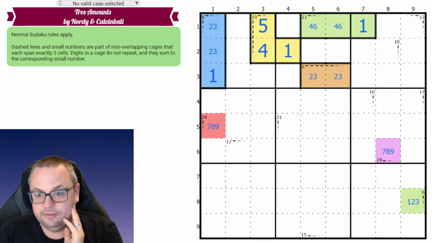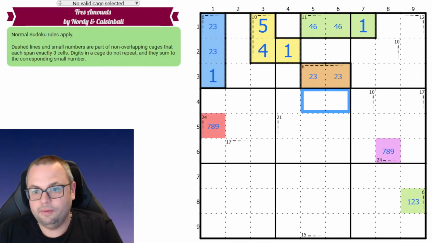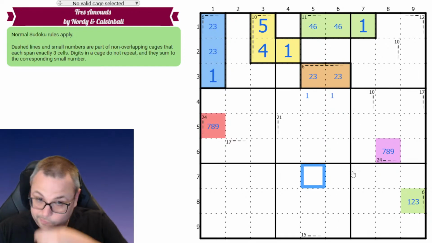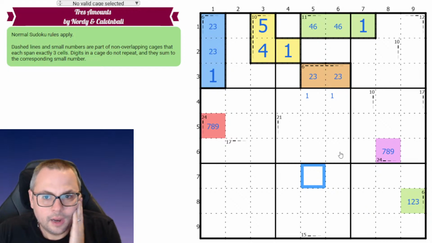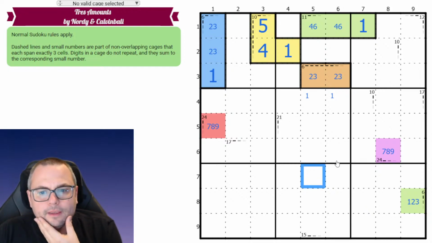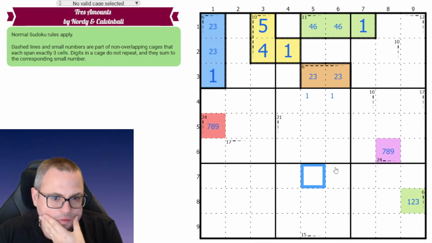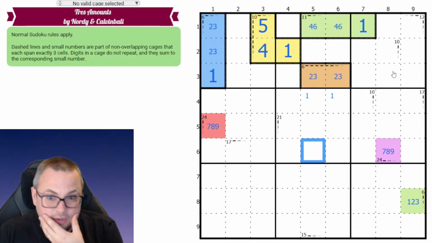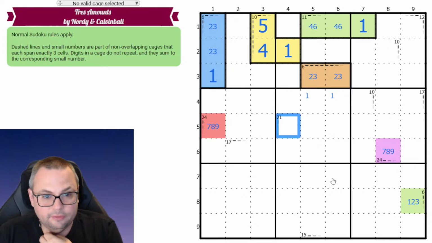Okay, so now this is definitely not going in the orange cage. So now one of these is the one going in the orange 6 cage. Let's see. Okay, so now there's a 4 over here somewhere, I suppose.